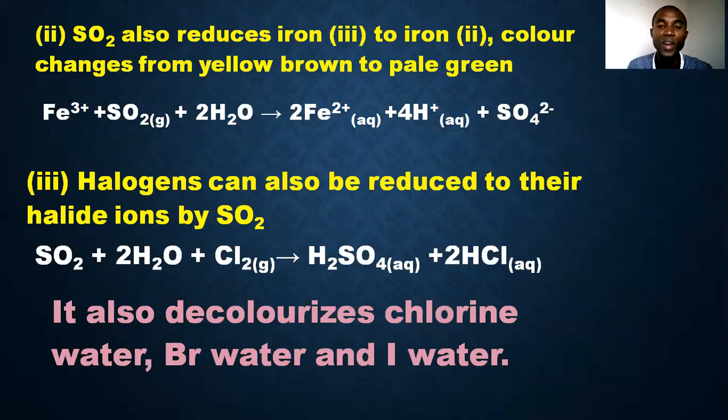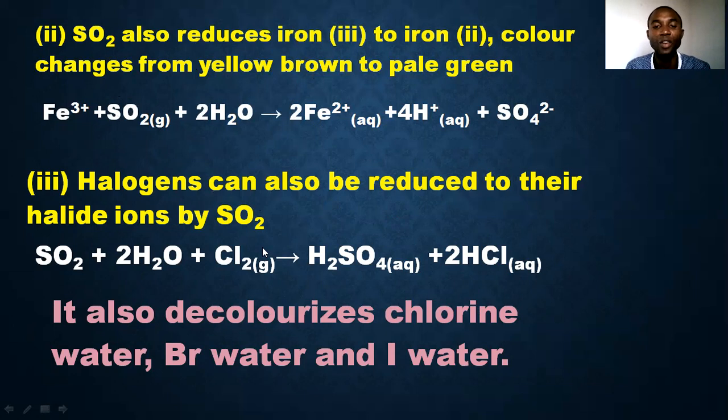Number 2 of the reducing action is this. It also reduces iron III to iron II. We discussed one of the reducing actions, where we treated KMnO4 and potassium heptaoxodichromate VI. Number 2 is that it also reduces iron III to iron II, and it changes the yellow-brown color to pale green. So the reaction from iron III to iron II, from yellow-brown to pale green, is the reducing action also.